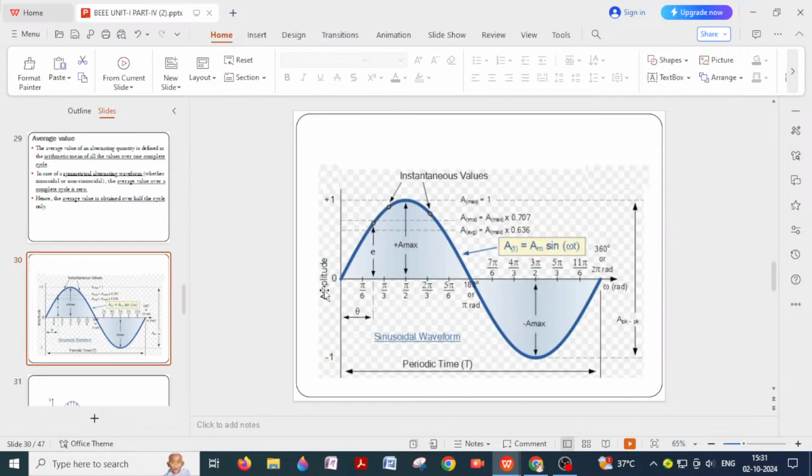You can see this is an alternating quantity which is a sine wave. Here it is written sinusoidal wave.